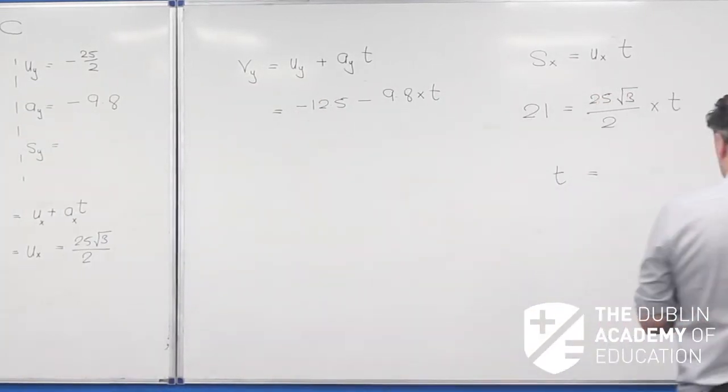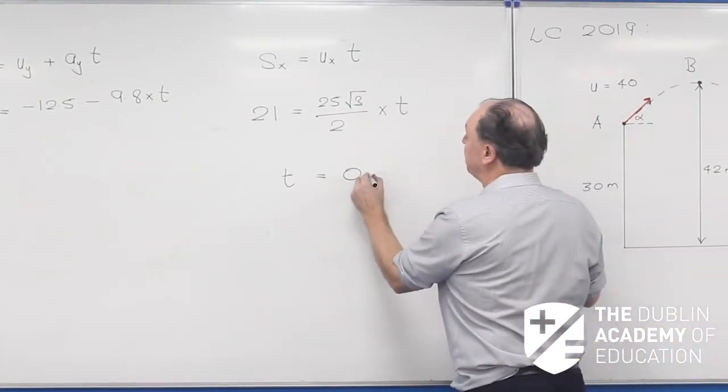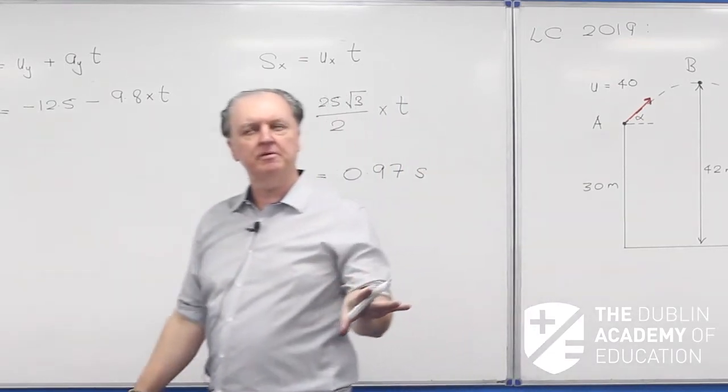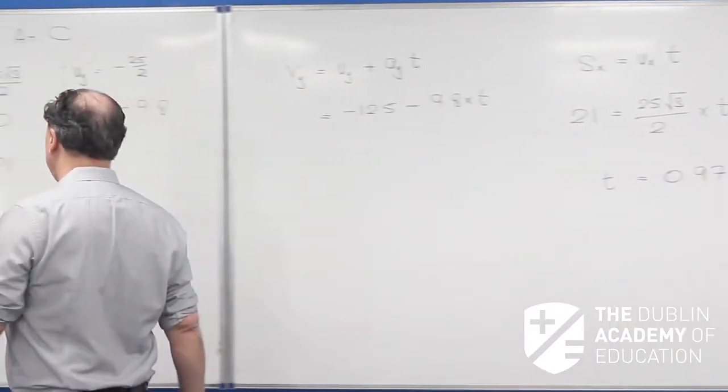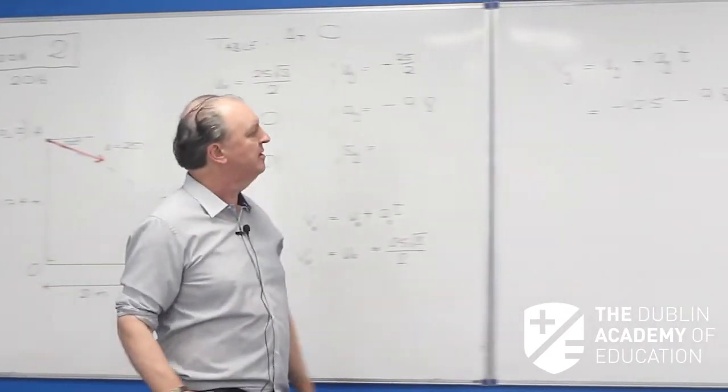Decimalize it. 0.9699 looks to be, say, 0.97 seconds. Makes sense, doesn't it? That's just before it lands. It took 1 second to land, so it's a little bit shorter of that.